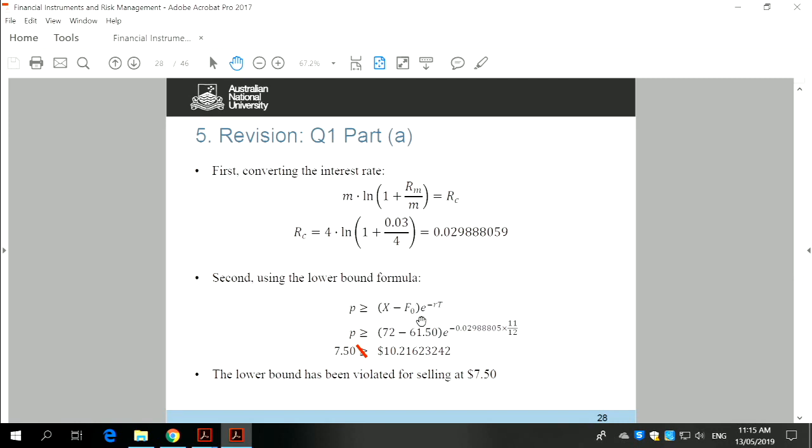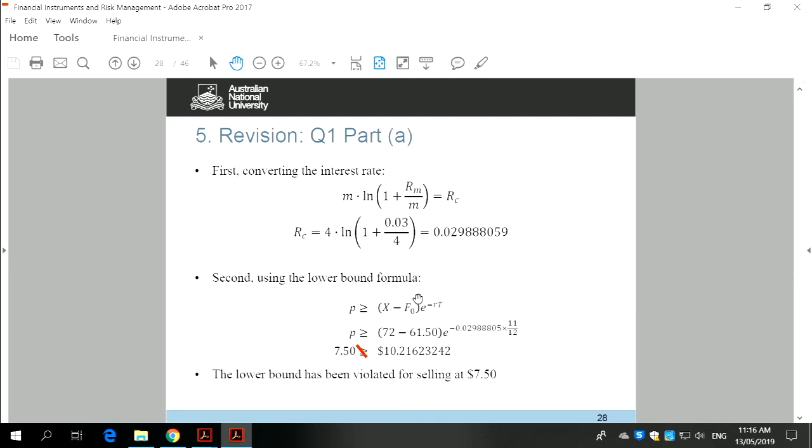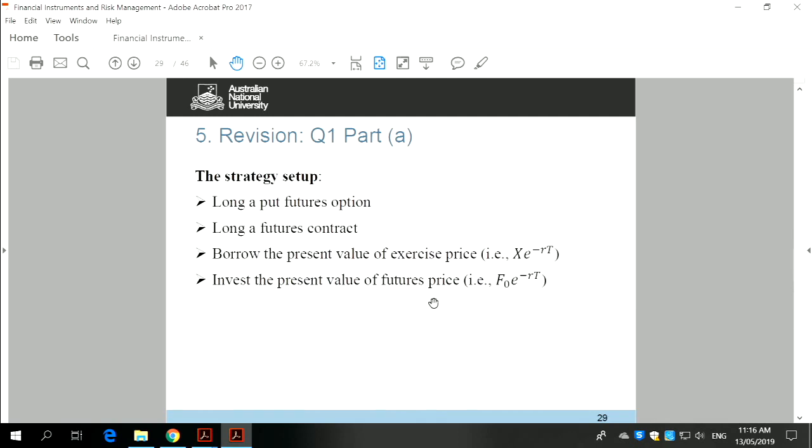Now, we're going to do the opposite. Instead of longing the zero coupon bond with face value X, we're going to short it. And instead of shorting the zero coupon bond with face value of F0, we're going to long it. That's precisely what we did here. Basically, we borrow the present value of the strike price, the strike price discounted back to today. Then we invest the money in the present value of the futures price. Basically, we buy the zero coupon bond that provides a payoff of F0 at maturity.